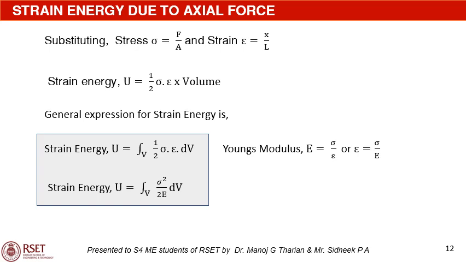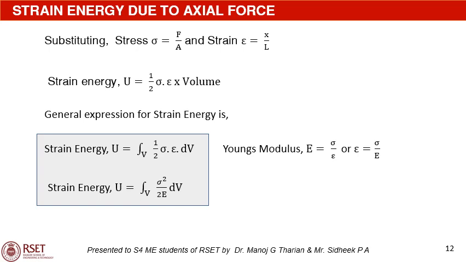Now, if the axial force in the bar is not uniform along the length of the bar, or if the cross-sectional area is not uniform along the length of the bar, we can write the general expression for the strain energy stored in the bar, which is subjected to an axial force, as U is equal to integral over the volume V half sigma epsilon into dV.